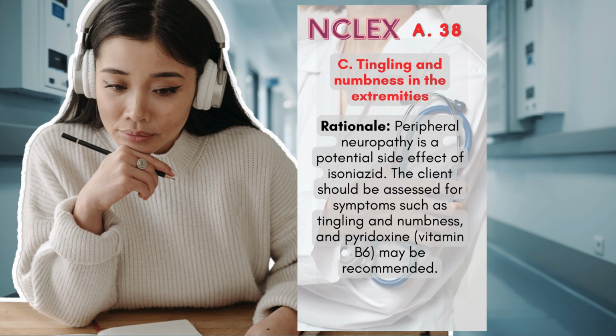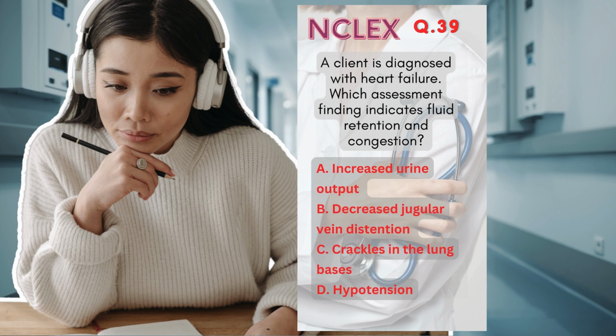Answer. C. Tingling and numbness in the extremities. Rationale. Peripheral neuropathy is a potential side effect of isoniazid. The client should be assessed for symptoms such as tingling and numbness, and pyridoxine, vitamin B6, may be recommended. Question. A client is diagnosed with heart failure.